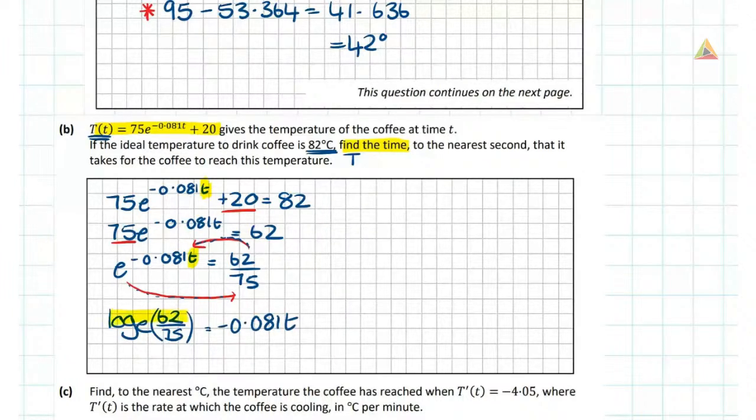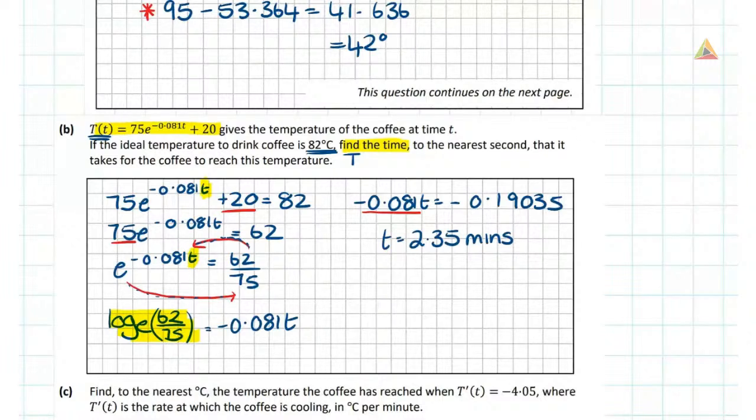So this part can go straight into your calculator. And like I said, log to the base e is just ln. And the right hand side is minus 0.081 t. And when you sub log to the base e of 62 over 75 into your calculator, you should be getting minus 0.19035. And I've rounded that a little bit. So finally, to get t on its own, we're going to divide by minus 0.081. And that should be giving you 2.35. And again, that's minutes.